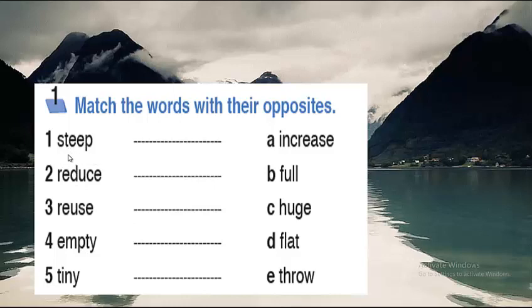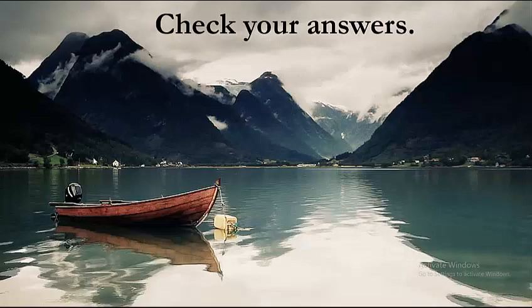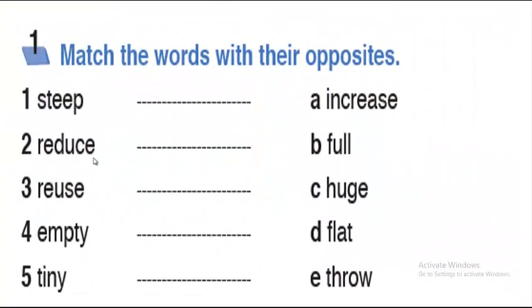The first word is steep. What is the opposite of steep? Reduce, reuse, empty, tiny. We want to match each word with its opposite. Number 1, steep. What is the opposite of steep? Think carefully, my dear students, and try to answer. Number 1. That's right, it's flat.